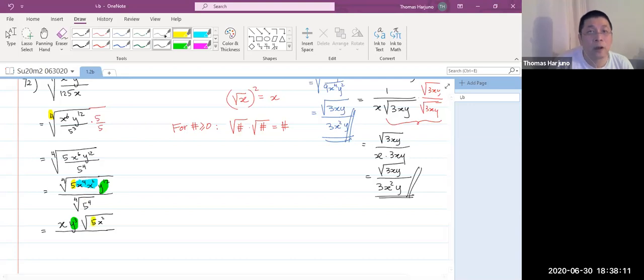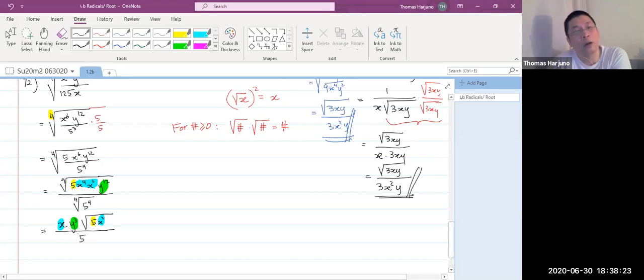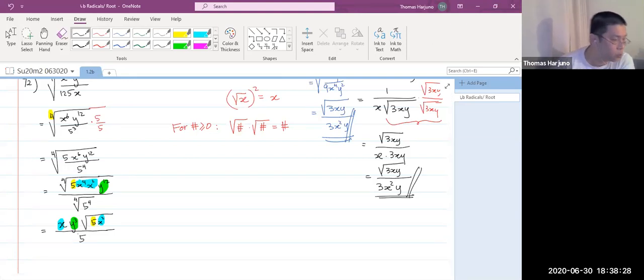This is the 5. This is the x part. This is the x. Now at the bottom I have only 5. So basically you deal with them one by one, with the coefficients, with the x, and then with the y separately. Okay, that's for number 72.